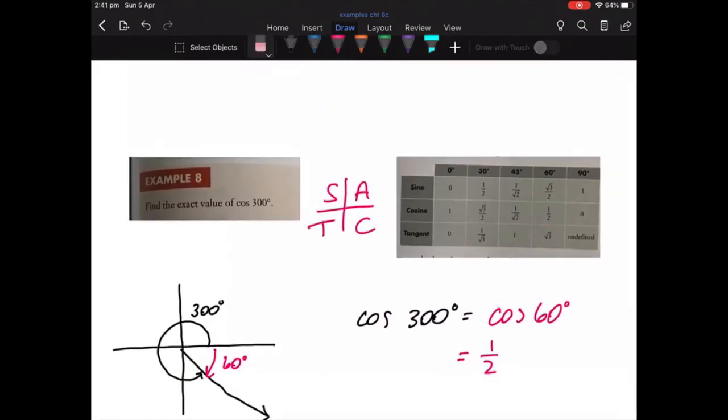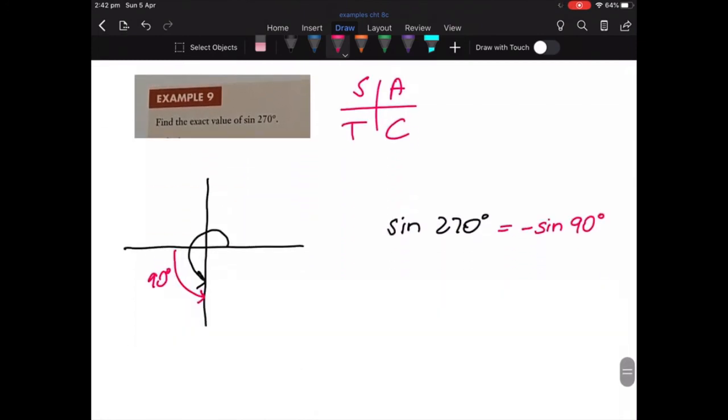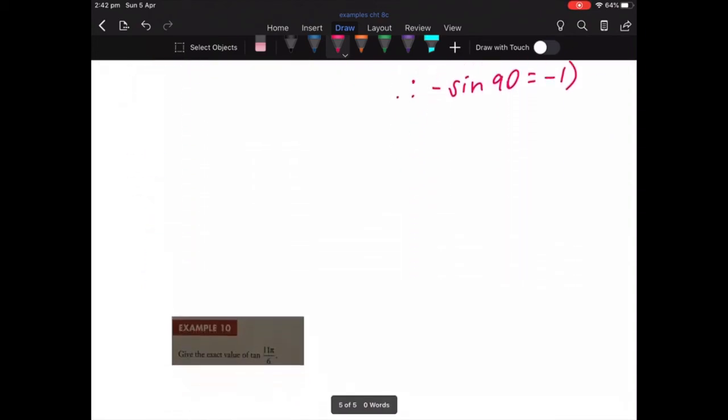Now if we go back to our exact values chart, rub that out. All right, sine of, what did I say, 90 degrees is 1. So therefore, the negative sine of 90 would be negative 1, because the sine of 90 equals 1. Therefore, the negative sine of 90 is negative 1.